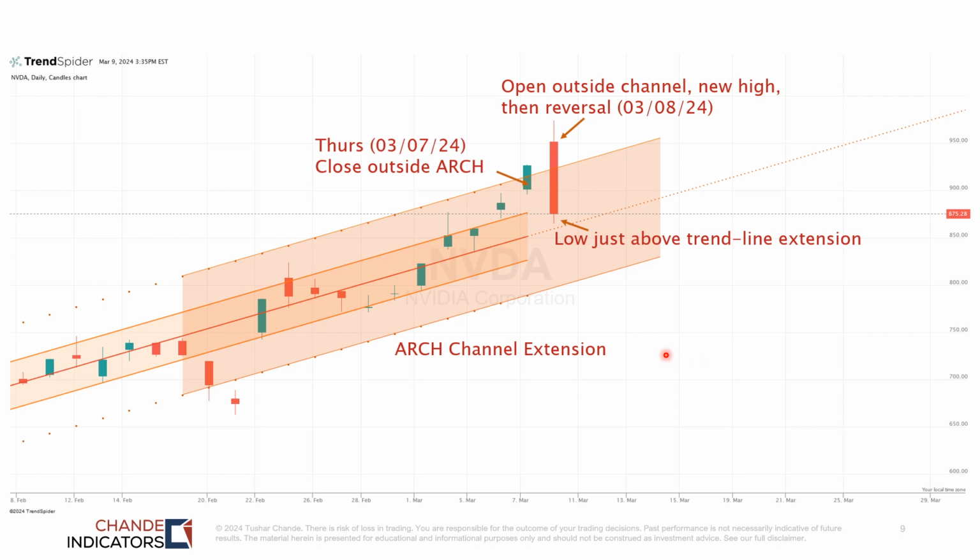So just a closer look to show you that we closed outside the upper 2.5x band on Thursday. We opened even further above the band and then reversed, and the low was just above the trend line extension. So if you were anticipating a reversal, you had a target for the low, which would be in the area of the low 2 days ago and a little bit in the area of the trend line extension.